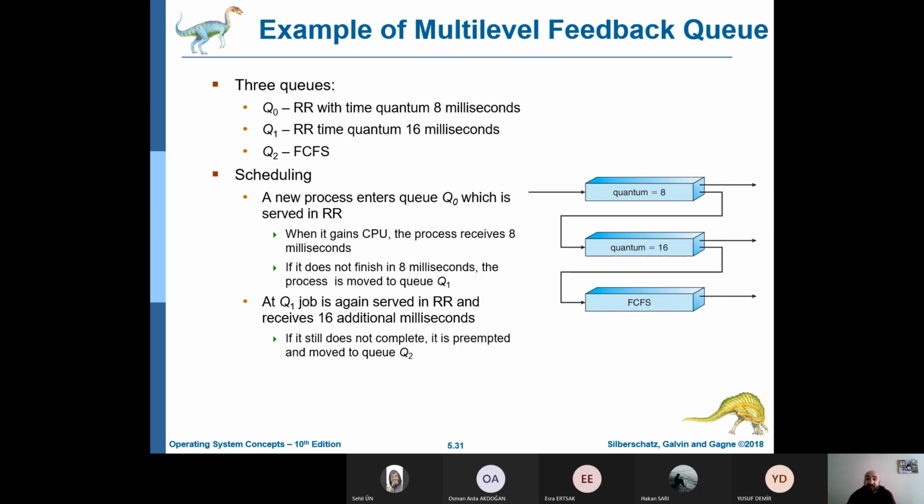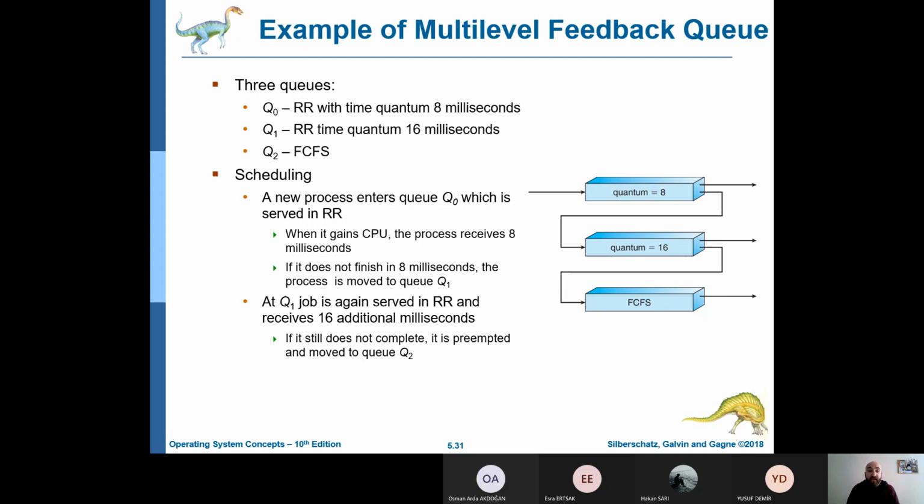This scheduling algorithm gives highest priority to any process with a CPU burst of 8 milliseconds or less. Such a process will quickly get the CPU, finish its CPU burst, and go off to its next I/O burst. Processes that need more than 8 milliseconds but less than 24 milliseconds are also served quickly, although with lower priority than shorter processes. Long processes automatically sink to Q2 and are served in first come, first served order, with any CPU cycles left over from Q0 and Q1.